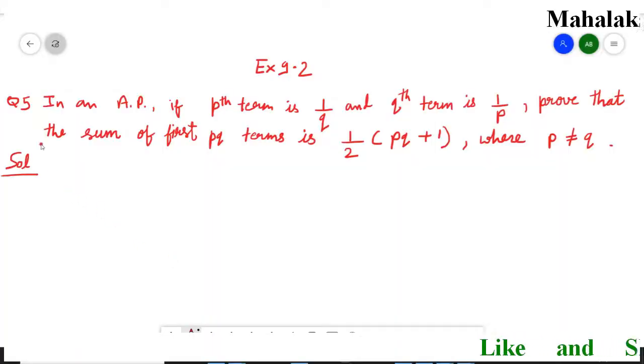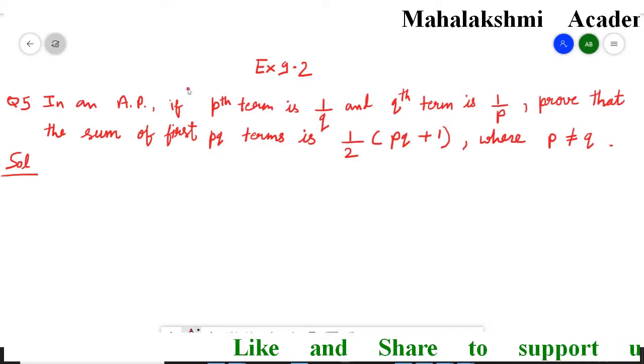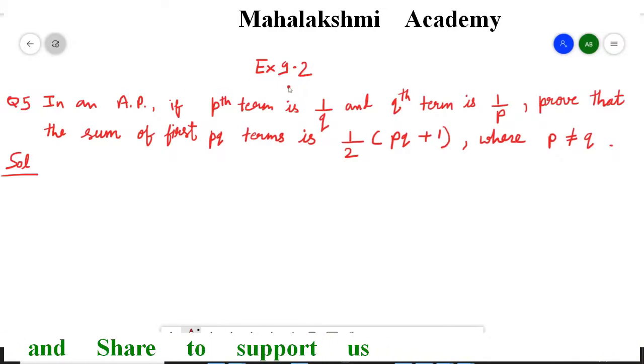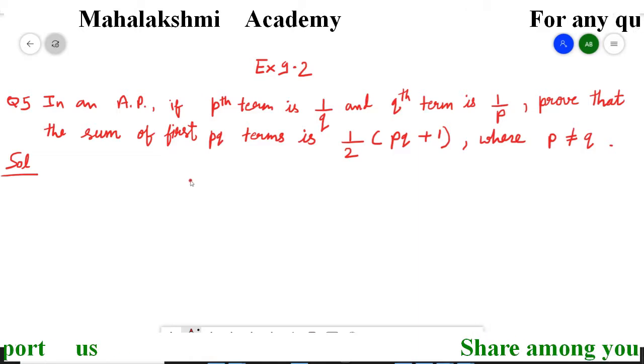Hello everyone, I am going to explain question number 5 from exercise 9.2. This question belongs to 11th class maths.